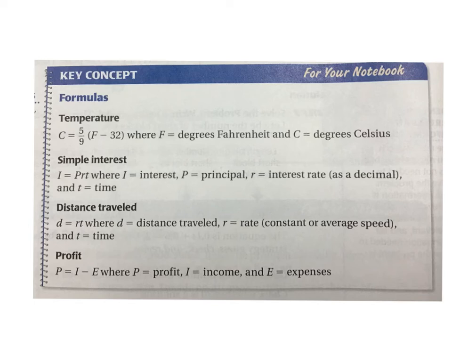Okay? Distance traveled. This is good when you're planning vacations and going to drive places. Distance is rate times time. Tells you the distance you've traveled. And profit is income minus expenses. This is probably one of the most important formulas you'll learn as you get into adulthood, making sure your income is always bigger than your expenses so you don't go in the hole. Okay, so make sure you put these formulas in your journal. You will use them over and over and over again.